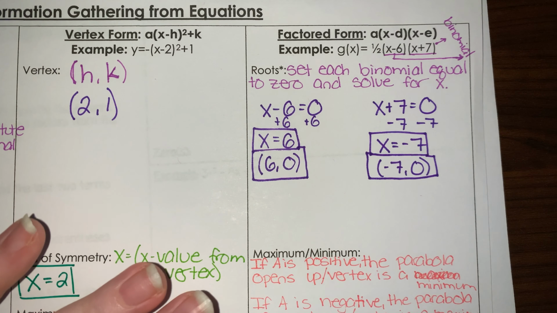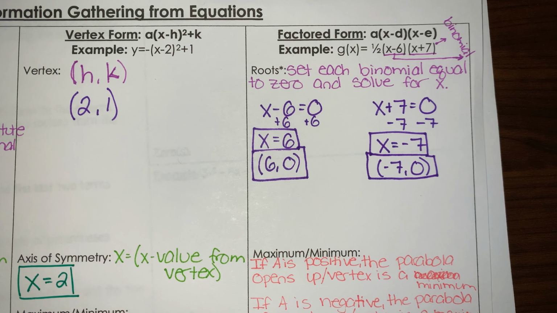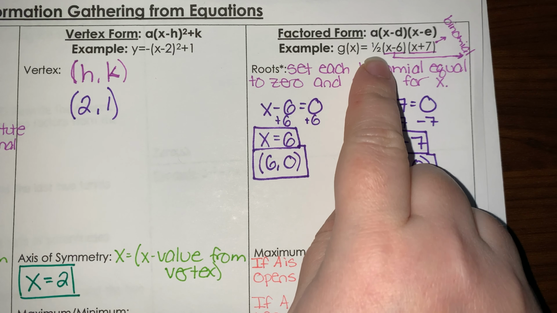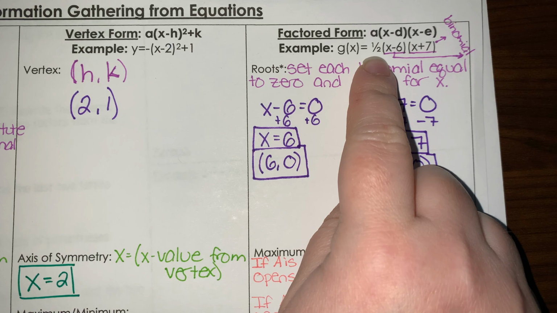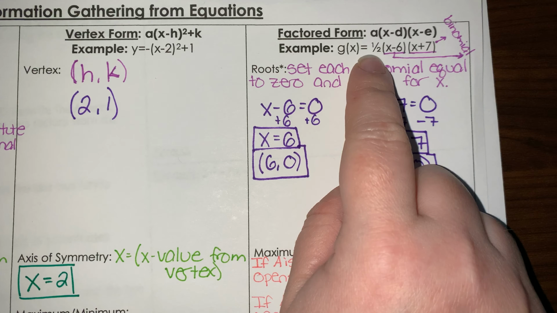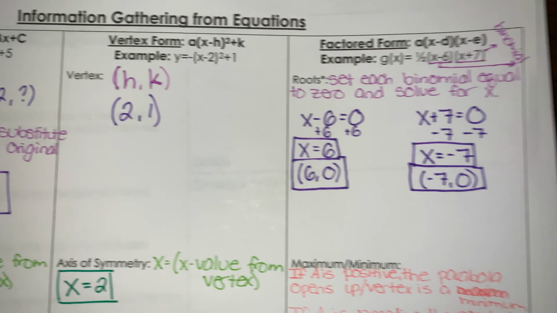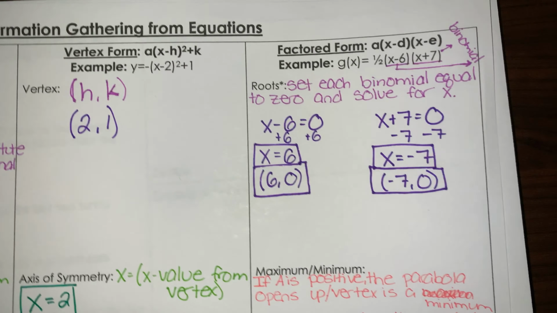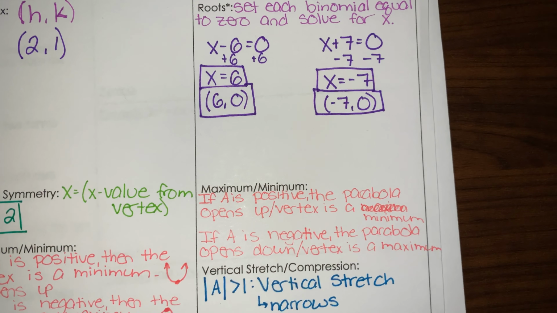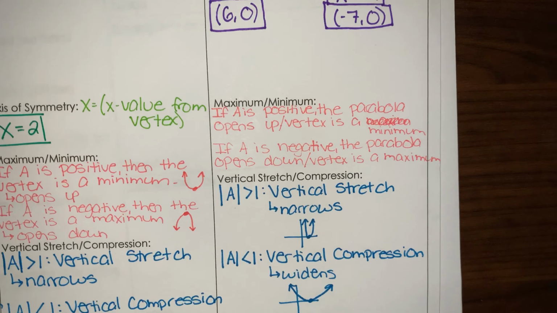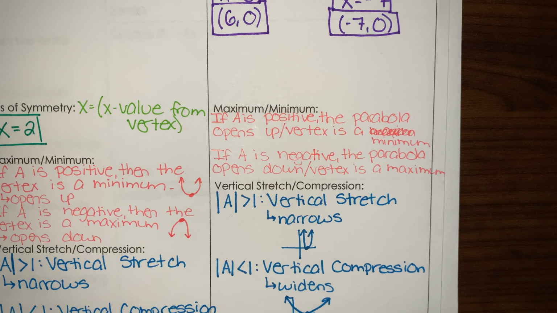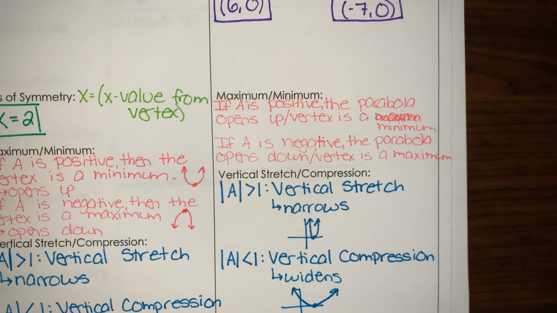Now, the other thing, just like we said with standard and vertex form, is you have that a value outside this parentheses. Remember, if there's no a value here, it's an automatic invisible 1. But in this case, our a value is 1/2. So what we know is true from vertex form and standard form: the a value determines if your vertex is a maximum or minimum, if your parabola is going to open up or down, and it also determines if you're going to have any vertical stretch or vertical compression.